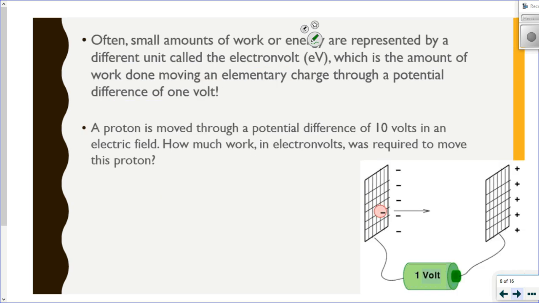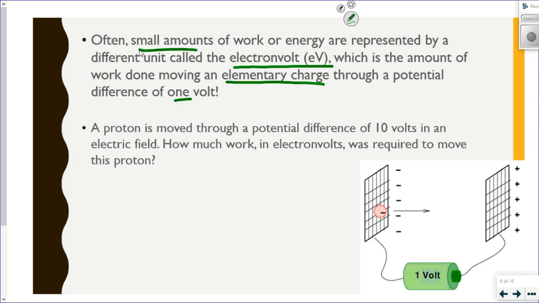But often, small amounts of work or energy are represented by a different unit. So we have really small amounts of energy. We get rid of the coulomb and we talk about something called electron volts, which is the amount of work done moving an elementary charge, in other words, an electron or a proton, through a potential difference of 1 volt.